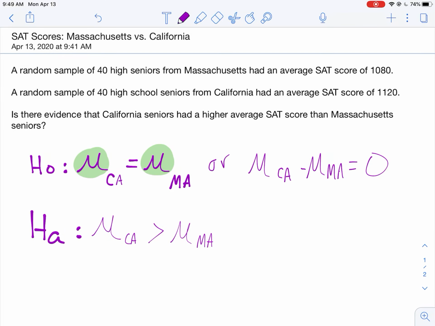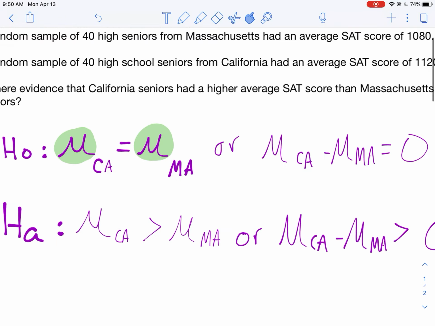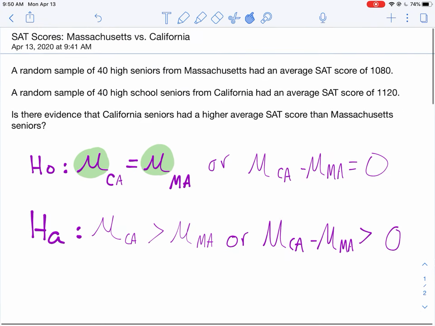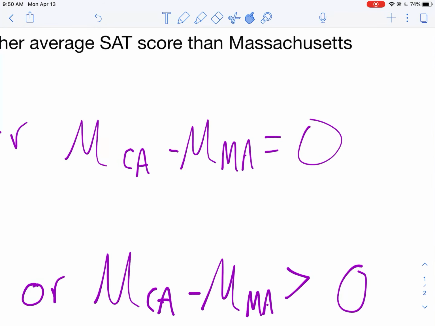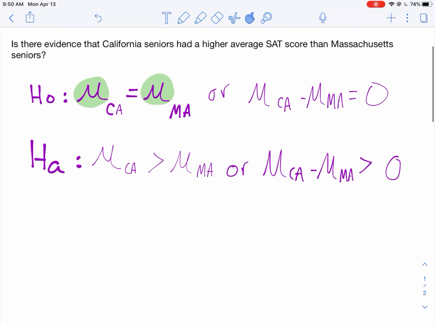Now, if I want to throw a value in here, you can do that. But this is what it would have to look like. You could do mu of California minus mu of Massachusetts, and I'm going to keep 0 in here. Now, if California was greater than Massachusetts, when I subtracted these two values, I'd be getting something positive, so it would be greater than 0. So those are my options here for my null and my alternate hypotheses. But notice I didn't throw any values in here. It's either they equal each other and one is greater than the other, or if I go this route, when I subtract them, I get 0, or in this case, it's greater than 0.